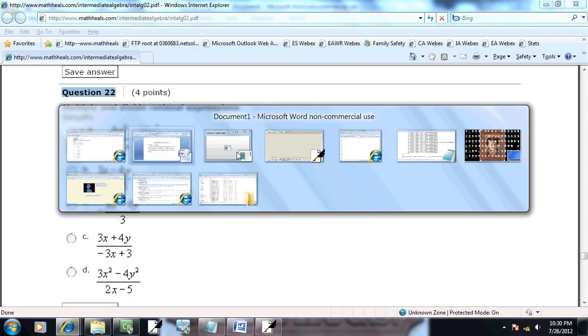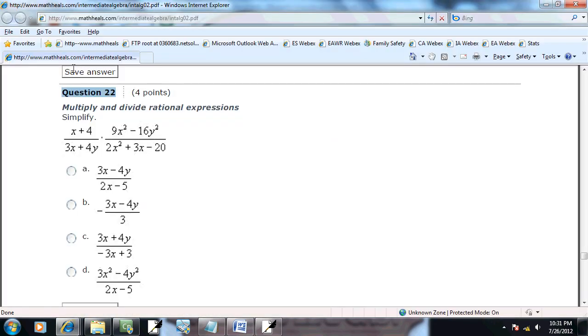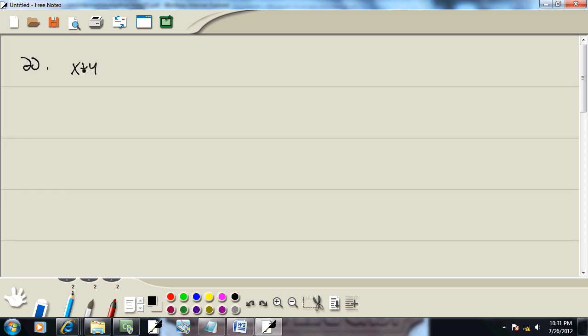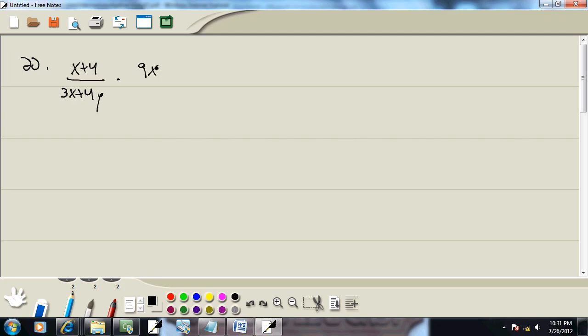So let's look at this problem. Number 22. We've got x plus 4 over 3x plus 4y, times 9x squared minus 16y squared over 2x squared plus 3x minus 20.